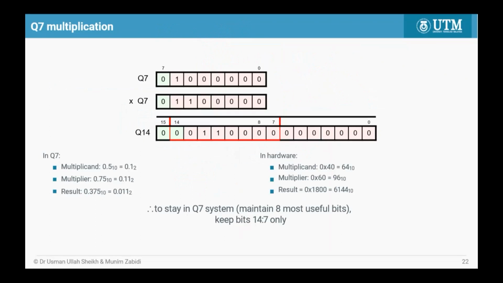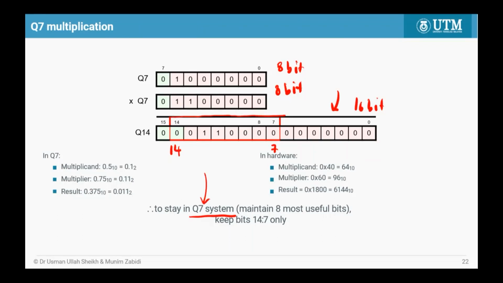So for the Q7 multiplication, if you multiply Q7 with Q7, if the number of bits is 8 bits multiplied with 8 bits, you will get a 16-bit number. Now after you multiply this 8 bits by 8 bits, to stay in a Q7 system, you need to maintain the 8 most useful bits, which start from bit 14 until bit 7 only. So these are the most useful bits for the Q7 system.